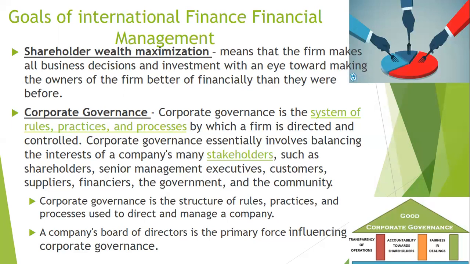A company's board of directors is the primary force influencing corporate governance. As you can see in the lower part of your screen, there's a house there where corporate governance is the roof. The goal of corporate governance is transparency of operation. There is no hocus pocus in their transactions. Accountability towards shareholders. Whatever decisions they make, they have to be accountable to the shareholders because at the end of the day, the shareholders are the owners of the company.